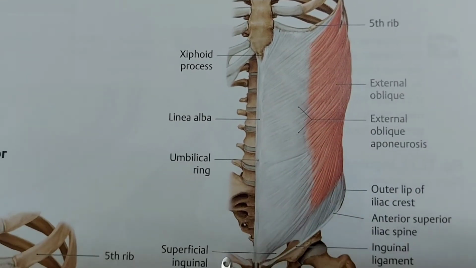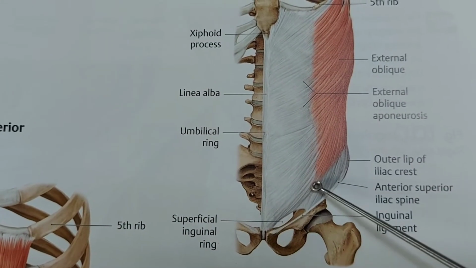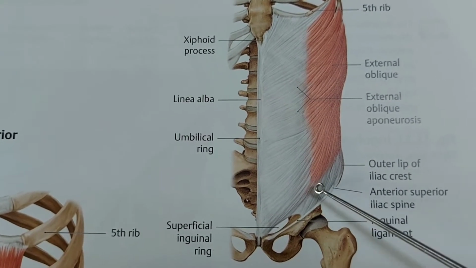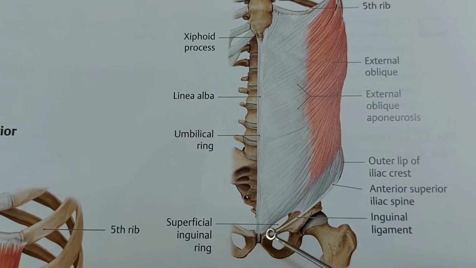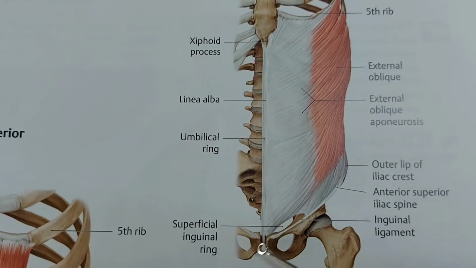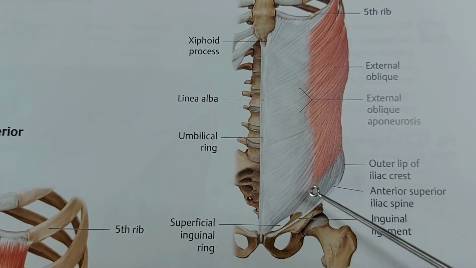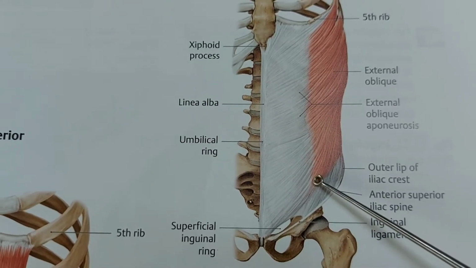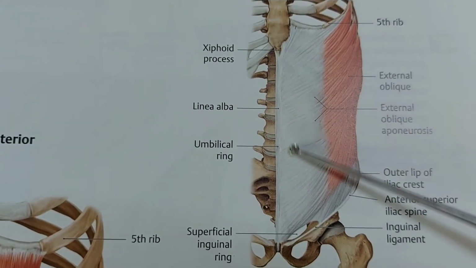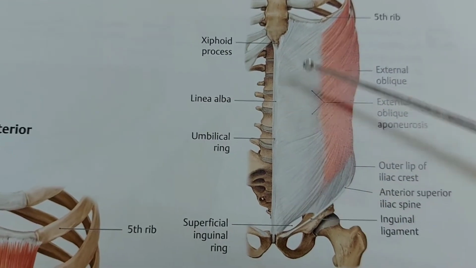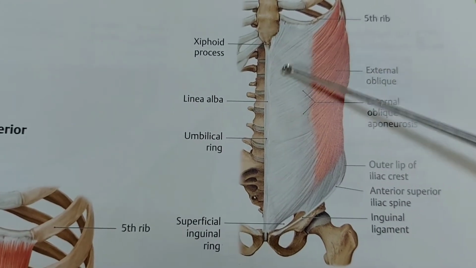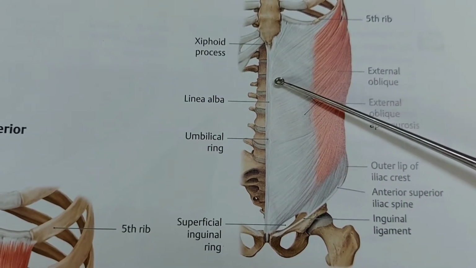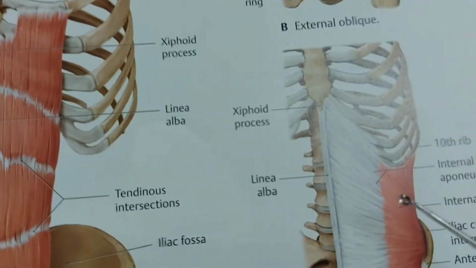This external oblique muscle has other contributions. In this part of the body, the external oblique forms the inguinal ligament from the anterior superior iliac spine to the pubic crest. There is an infolding of this external oblique aponeurosis forming the inguinal ligament. We will learn it later. And in this part, the aponeurosis of the external oblique forms the anterior wall of the rectus sheath, and we will learn it later.